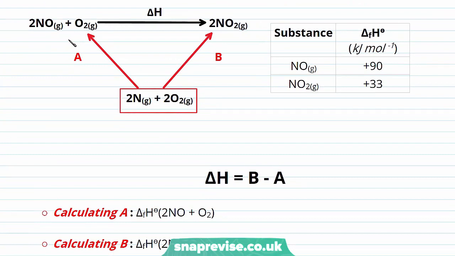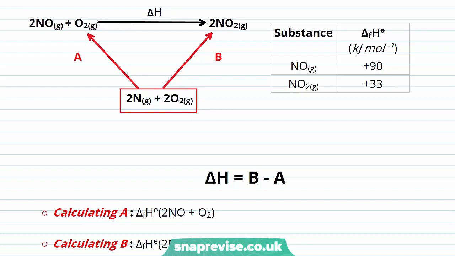We have our reactants, nitrogen monoxide and oxygen, forming nitrogen dioxide. And down below, we have the constituent elements from which they're formed. Remembering that the enthalpy change of formation is the energy change when 1 mole of a substance is made from its constituent elements under standard conditions. So we have our nitrogen and our oxygen.